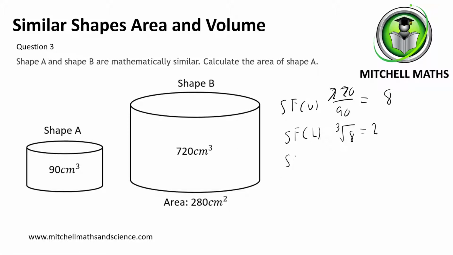So if you ever need to go between the scale factor of the volume and area, just work out the scale factor of the length and then do it that way. So the scale factor for the area is 4. And because we're scaling down, we're going to need to divide the area by 4. 280 divided by 4 is equal to 70 centimetres squared. Okay, so that's what you get when you've got volumes and areas.